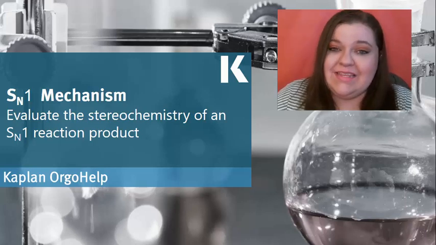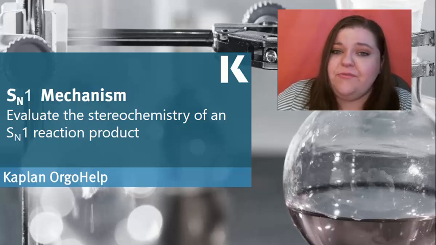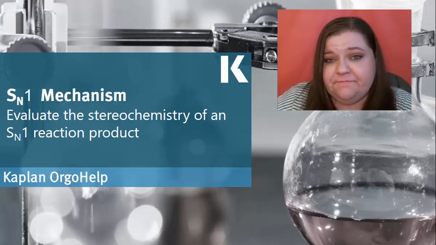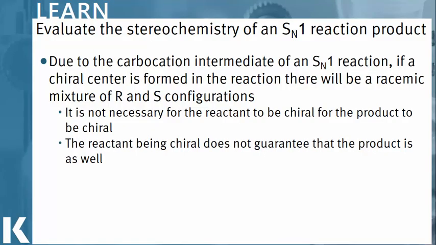Hi, I'm Lauren White. In this lesson, we'll talk together about how to evaluate the stereochemistry of the product of an SN1 reaction. SN1 reactions are interesting because the products of them can be a racemic mixture. And remember, a racemic mixture just means equal portions of the R configuration and the S configuration. This is not always the case, though. We don't always get a racemic mixture, but it is a possibility.